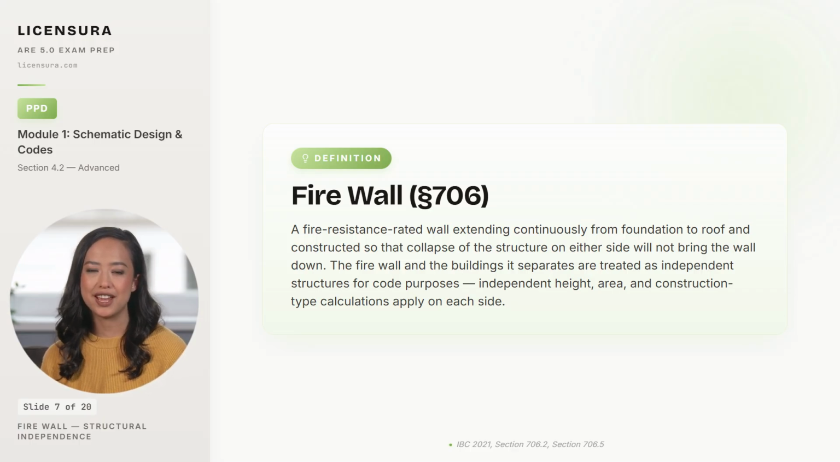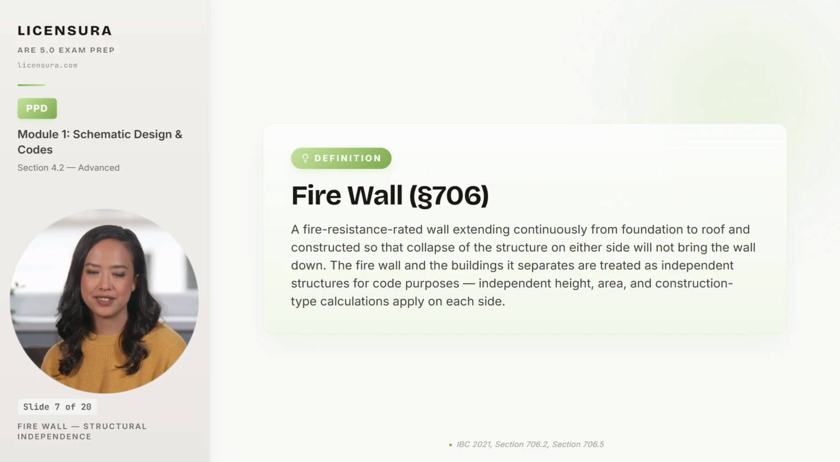The consequence of meeting the firewall standard is that the IBC treats each side as an independent building for height, allowable area, and construction type calculations. Two 30,000 square foot fire areas separated by a true 4-hour firewall are not one 60,000 square foot building under the area tables. They are two 30,000 square foot buildings, and that distinction can save an entire project from a redesign. Get the construction wrong, and the building official reclassifies the separation as a fire barrier, and the area calculation collapses with it.